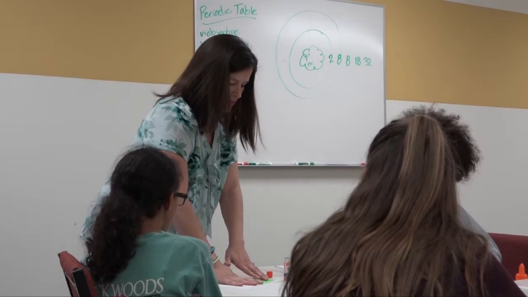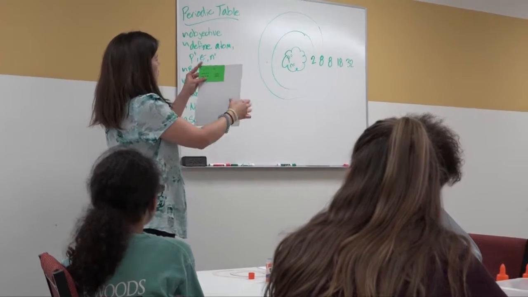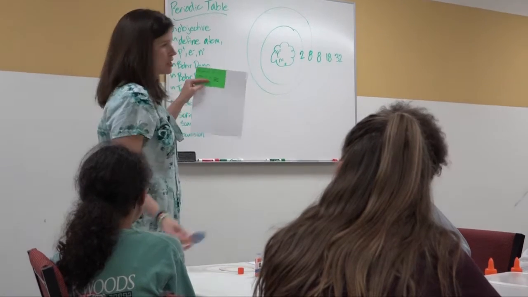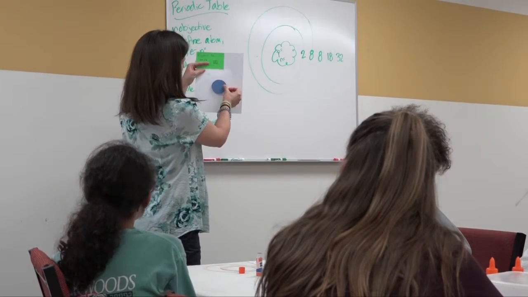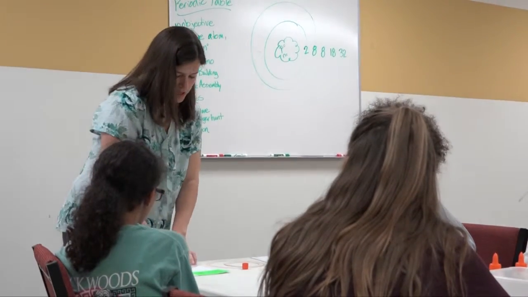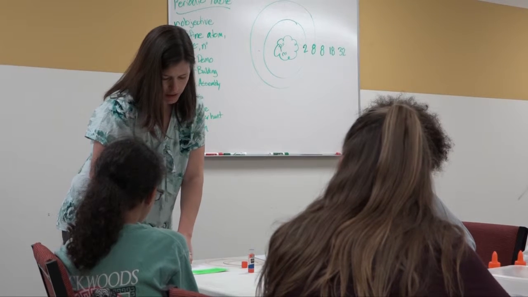Okay. Once you get your element drawn there, you're going to start with your nucleus, and this is going to be your blue dot. You're going to put it in the middle of your paper. So there's blue dots for each element, and that is all that we're going to glue on.